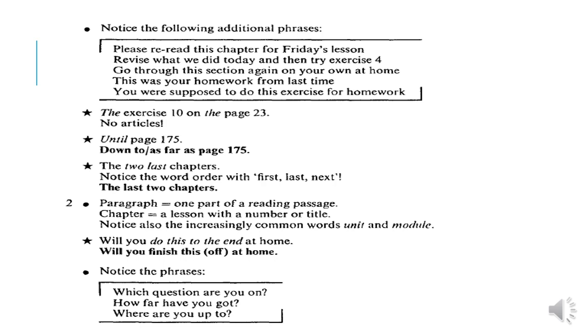Notice the word order with first, last, and next. You can say "the last two chapters," not "the two last chapters." The last comes first, and after that you use the cardinal number 1, 2, 3, 4, and so on and so forth. Paragraph: one part of a reading passage, chapter, or lesson with a number or title. Notice also the increasingly common words such as unit and module.